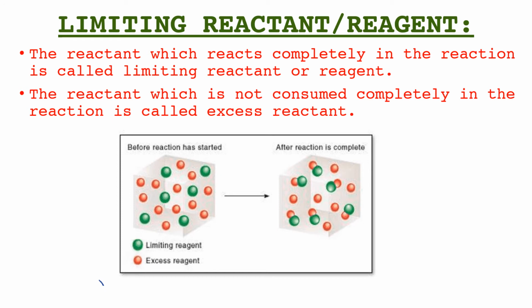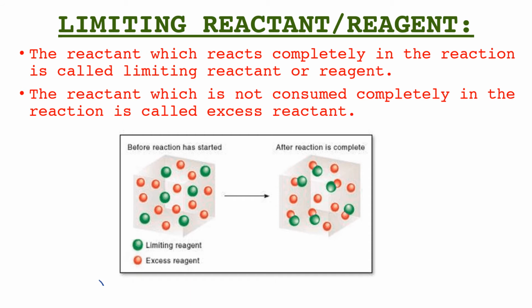So the amount of the product formed depends upon the reactant which has reacted completely. The reactant which reacts completely in this reaction is called the limiting reactant or limiting reagent. And the reactant which is not consumed completely in the reaction is called the excess reagent or excess reactant.